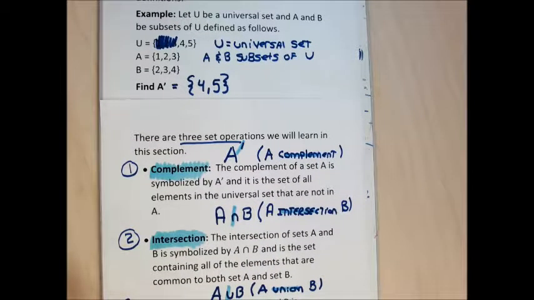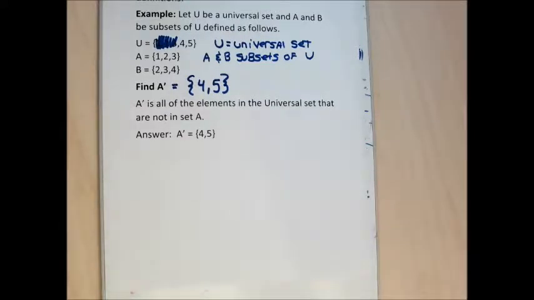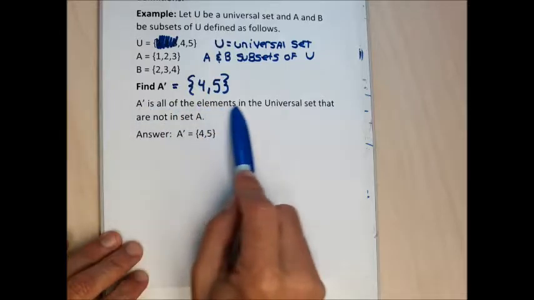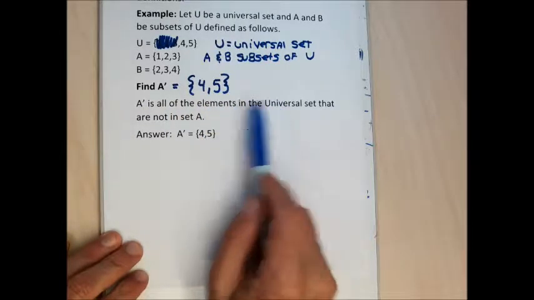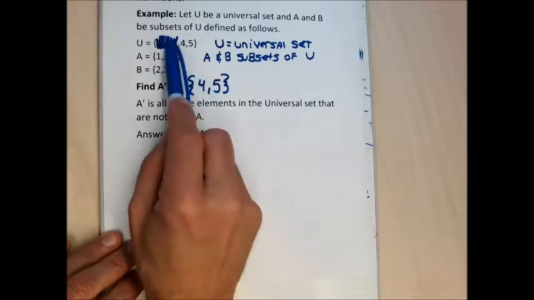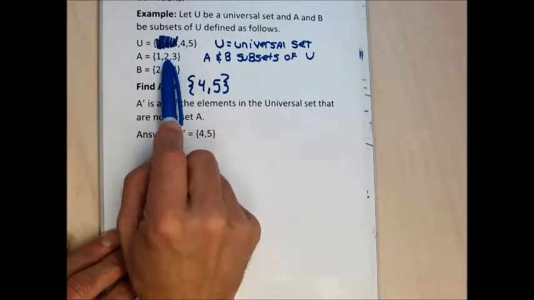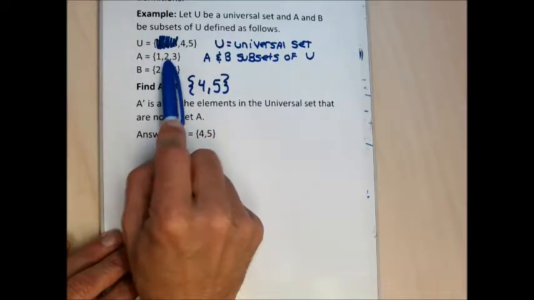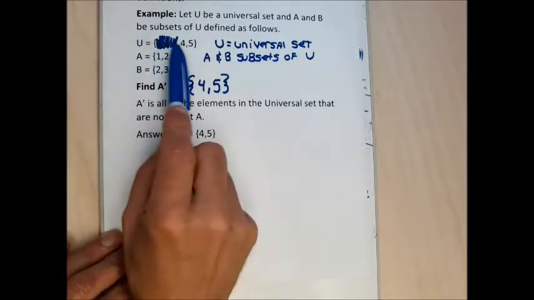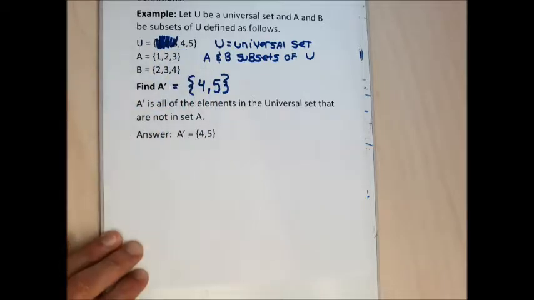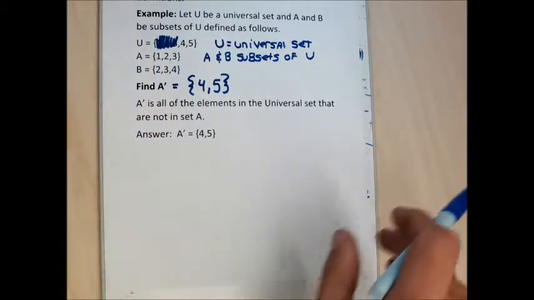Complement for me is a really easy operation. We have 3 set operations. Complement is easy. Intersection is easy. Union can be a little bit tricky. So I just wrote down here, A complement is all of the elements in the universal set that aren't in set A. 1, 2, and 3 are in the universal set, but they are in set A, so they're not in A complement. 4 and 5 are in the universal set. They're not in set A, so that's what A complement is.